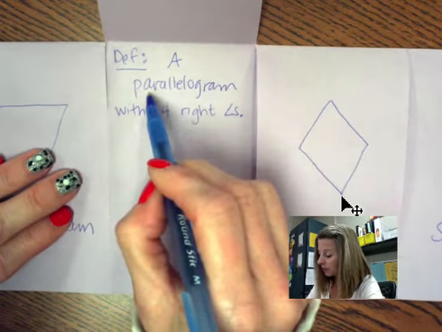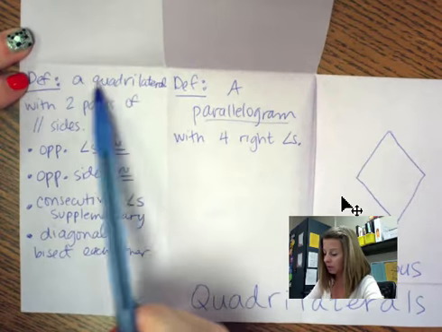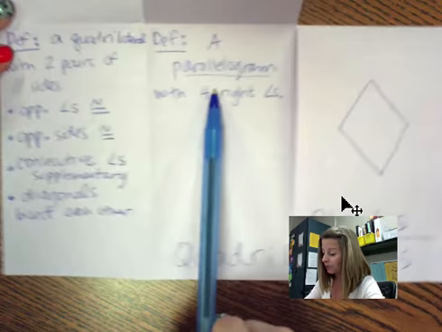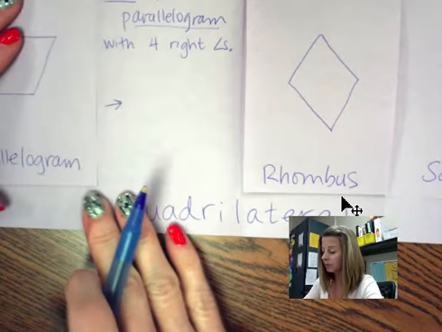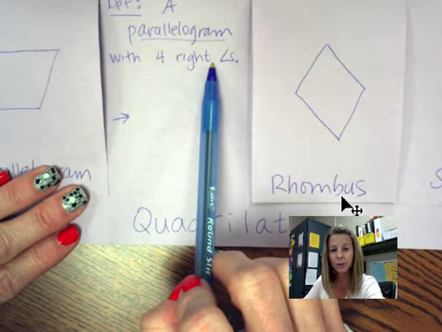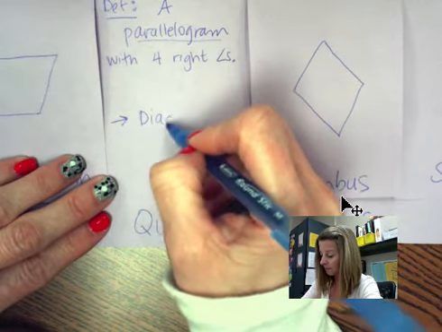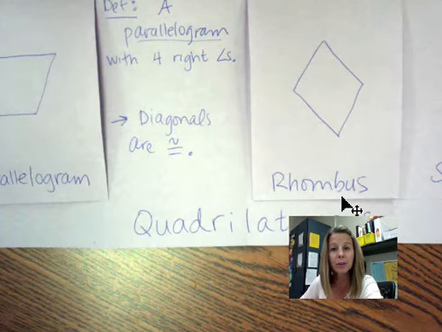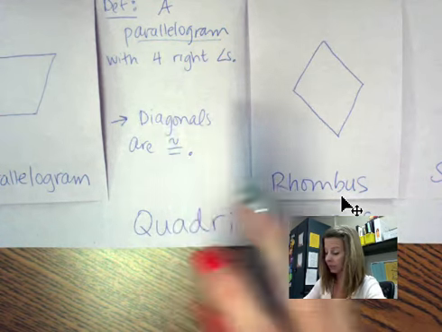Now, I wrote the word parallelogram instead of quadrilateral because it has all the properties of a parallelogram. So all 1, 2, 3, 4, 5 of these properties apply, and it has 4 right angles. And it has one more property. Not only are the 4 angles 90 degrees, the diagonals have a property. The diagonals are congruent. So in a parallelogram, we said they bisect each other, but in a rectangle, excuse me, the full diagonal is congruent.